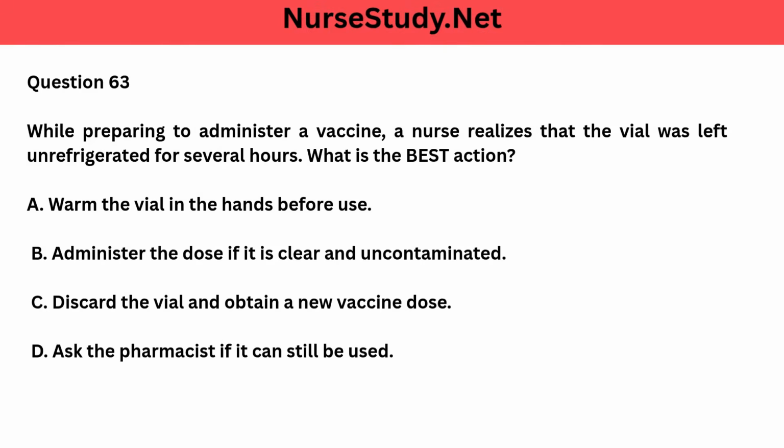Question 63. While preparing to administer a vaccine, a nurse realizes that the vial was left unrefrigerated for several hours. What is the best action? A. Warm the vial in the hands before use. B. Administer the dose if it is clear and uncontaminated. C. Discard the vial and obtain a new vaccine dose. D. Ask the pharmacist if it can still be used.